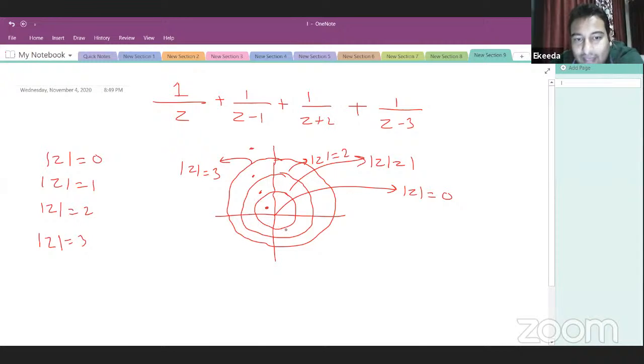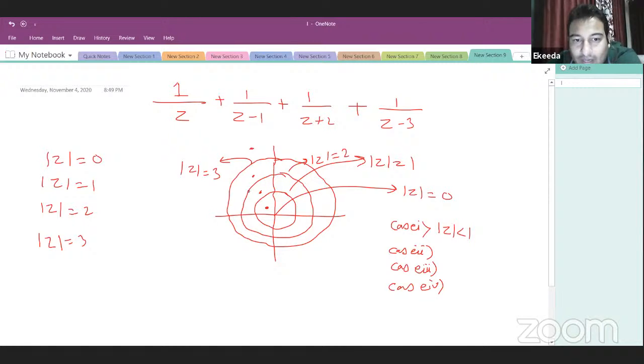If the point is lying here, that means inside this particular circle. So what is the equation of this circle? This equation is mod z equal to 1. That means case number 1. There will be 4 cases. The first case is the point is lying here, that means inside this smaller circle. And what is the equation of the circle? Mod z is equal to 1. So that means mod z less than 1.